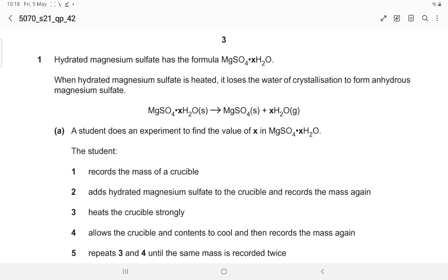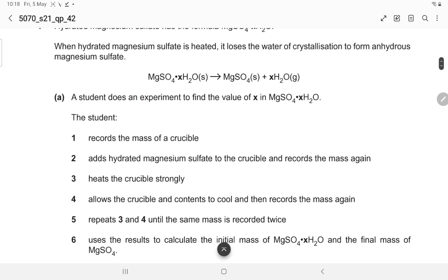Today I will discuss the ATP paper, May June 2142, hydrated magnesium. Let's start. Hydrated magnesium sulfate has the formula magnesium sulfate dot XH2O. When hydrated magnesium sulfate is heated, it loses the water of crystallization to form anhydrous magnesium sulfate.